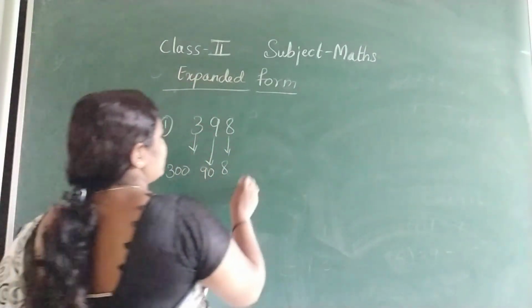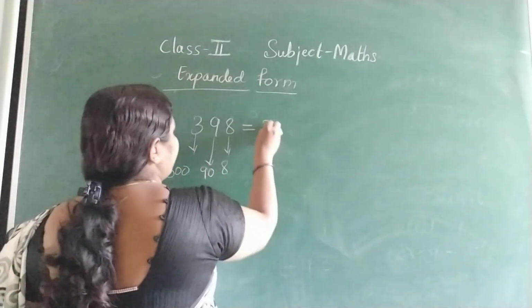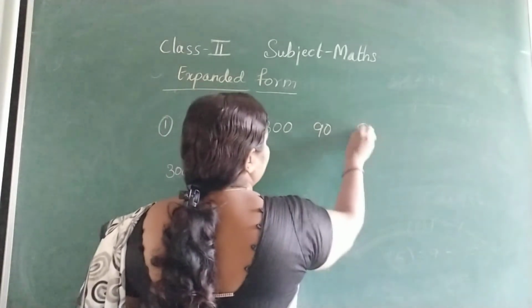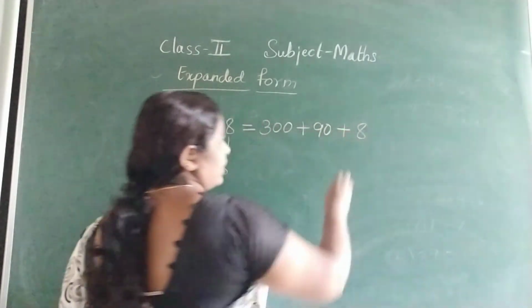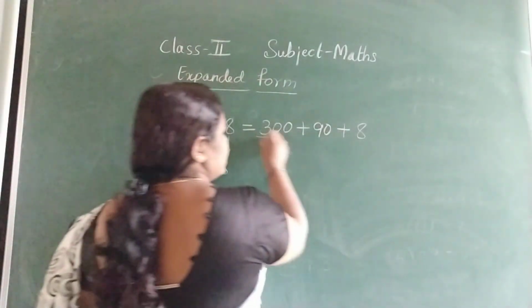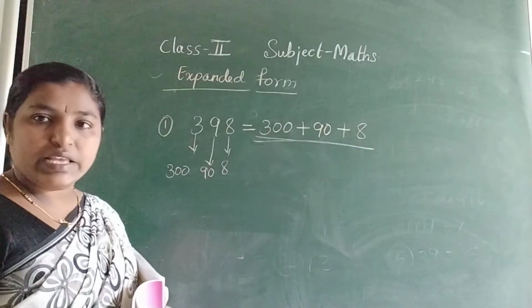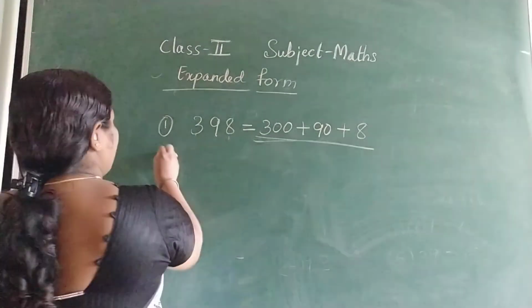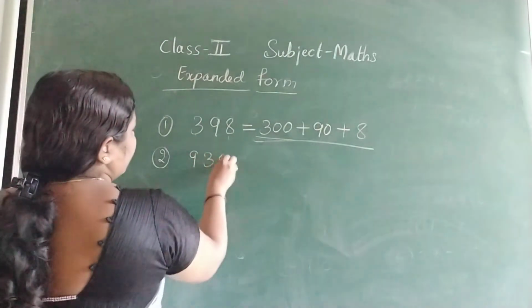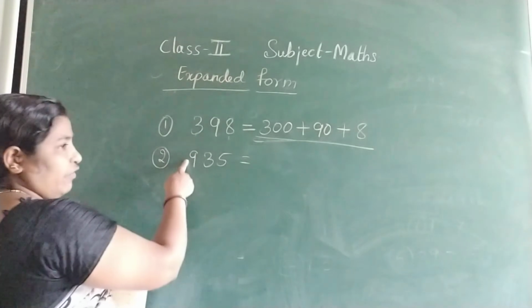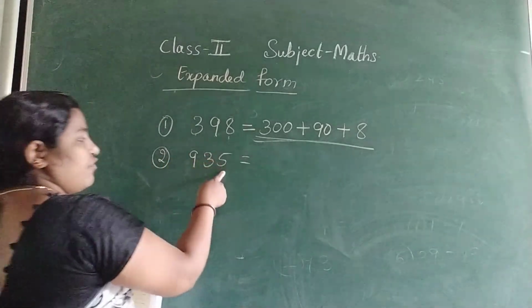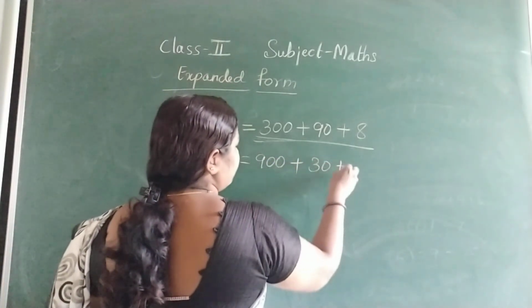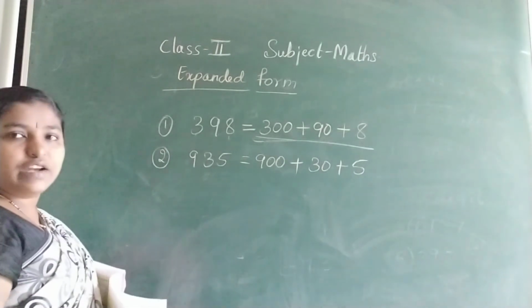Just according to the place values you should write. So 3 into 100, 300. 9 into 10, 90. 8 into 1, 8. In between, if we write plus, this is known as expanded form. Yes, got it? It's very easy. According to the place values you should write. One more example. 935. So how will we read? 935 as it is: 900 plus 30 plus 5. This is expanded form.